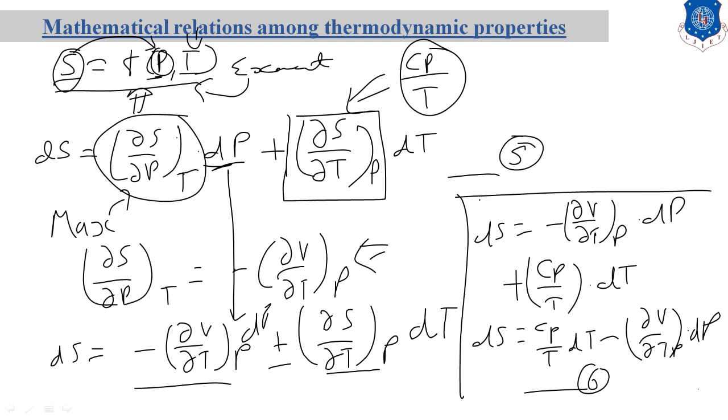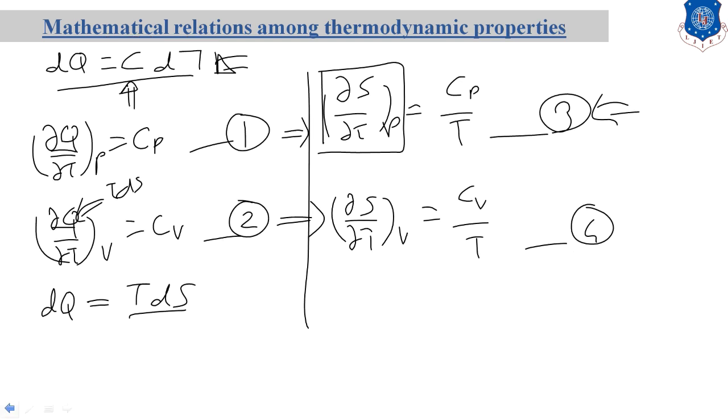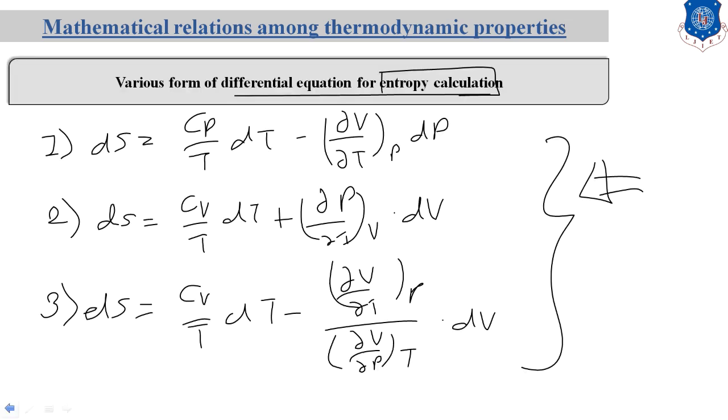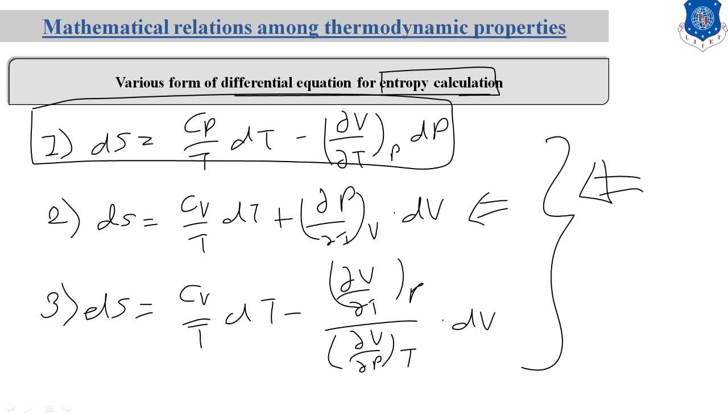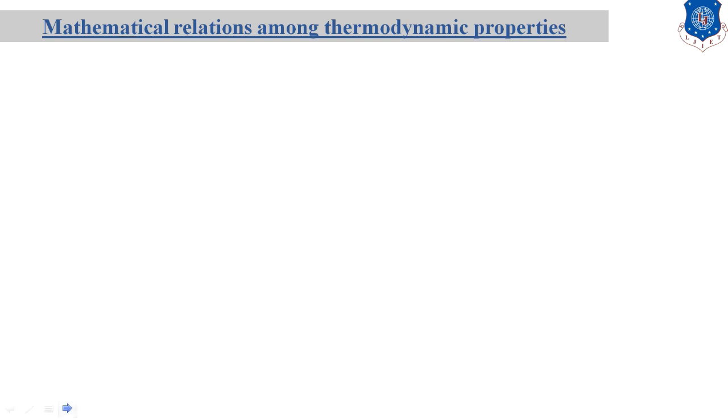So this is our first equation which we have to derive in this equation 1. So we derive this equation. Now we have to derive this equation number 2. To derive this equation number 2, let again consider S is equal to a function of volume and temperature.